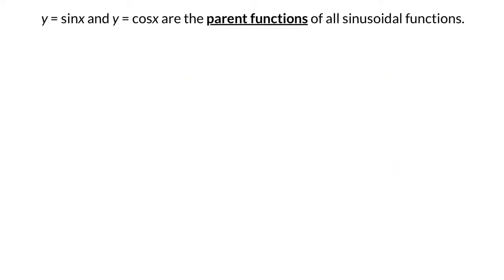All sinusoidal functions are based on the sine and cosine curves. So that means sine x and cosine x are the parent functions of all sinusoidal functions. There are some things you have to remember about sine x and cosine x parent functions.